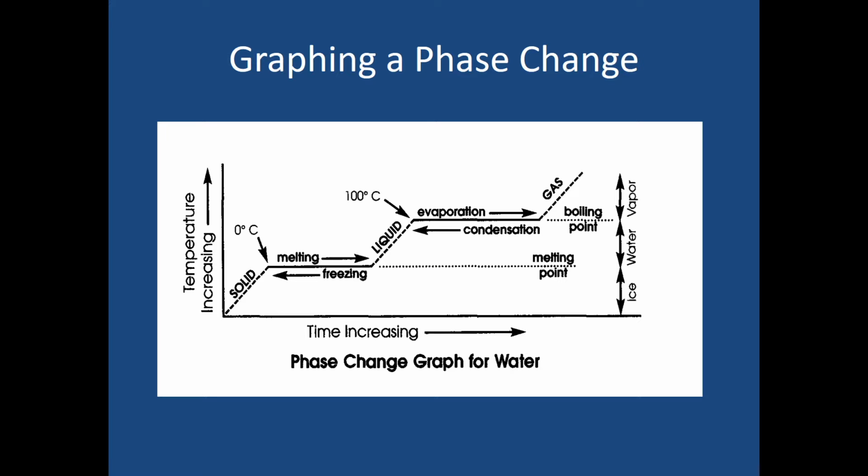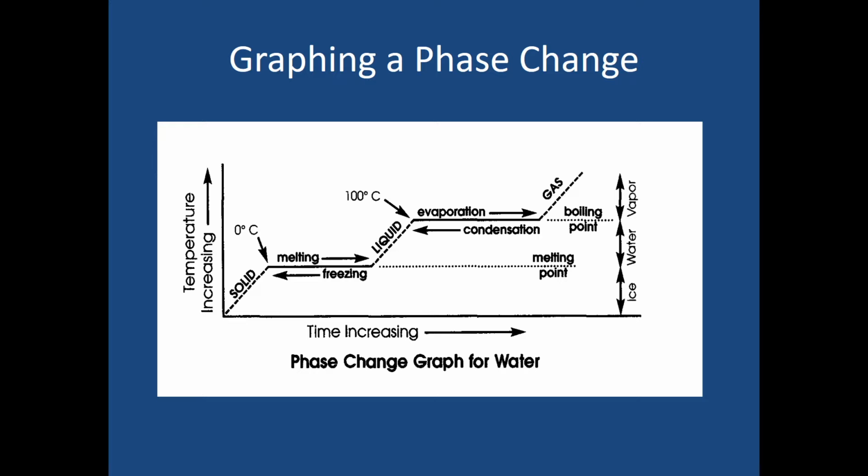So, graphing a phase change. I might do a lab tomorrow, because I want to reproduce this graph. So I'm either doing the lab tomorrow or the next day. So plan for a lab tomorrow. I should have enough time to do the lab tomorrow.